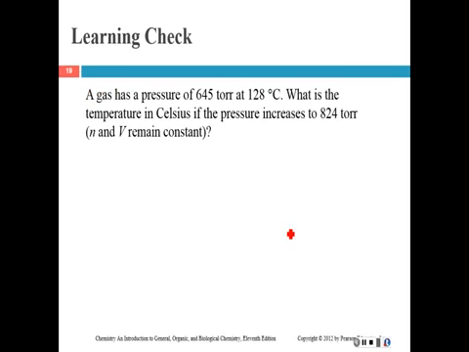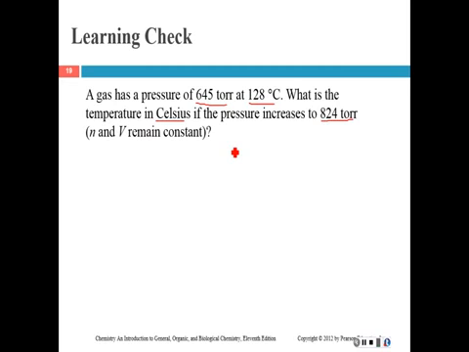Now here's one for you to try. A gas has a pressure of 645 torr at 128 centigrade, where torr is a unit of pressure. What's the temperature in Celsius if the pressure increases to 824 torr? So remember, do the problem in Kelvin and convert it to Celsius at the end. All right, why don't you pause the video and try to answer the problem.